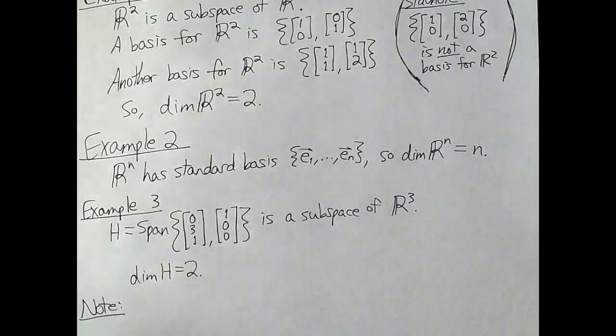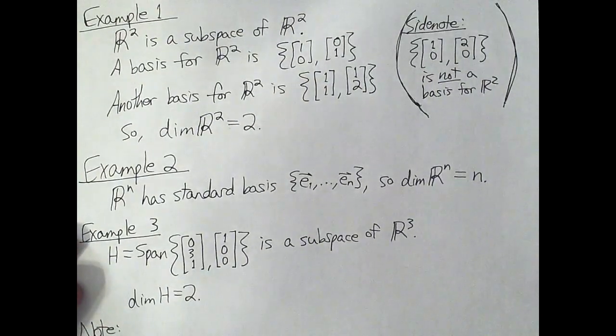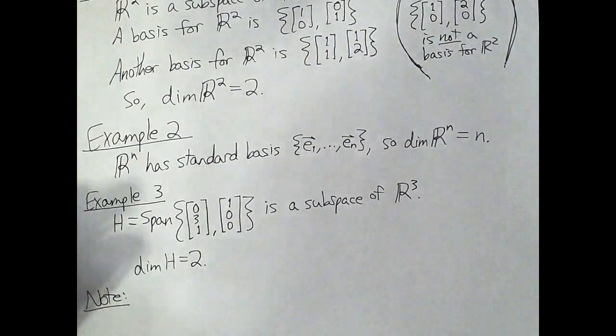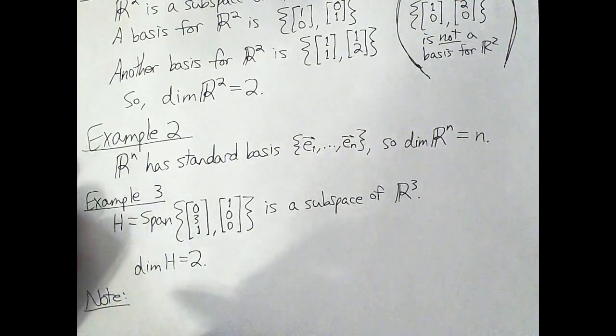I want to address something here. In the definition above, I don't think I need to keep moving the page. It says the dimension of a non-zero subspace. What's with the word non-zero? Why does it say a non-zero subspace? So let's talk about that.